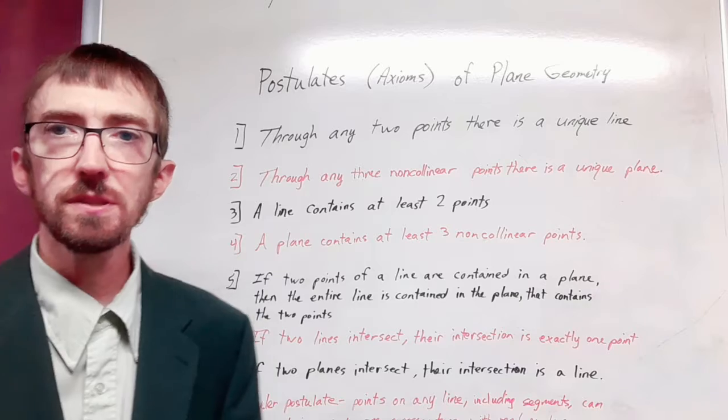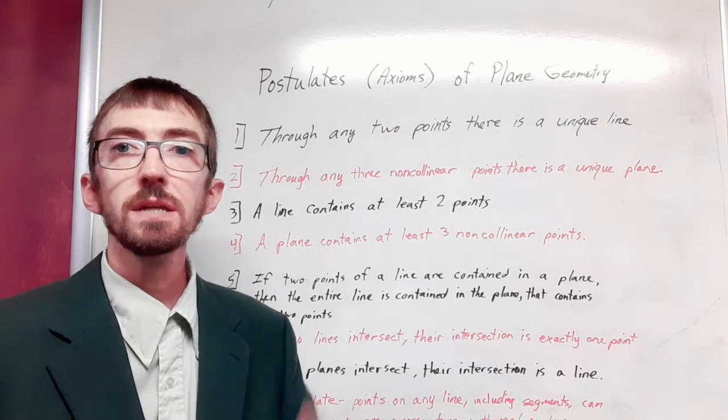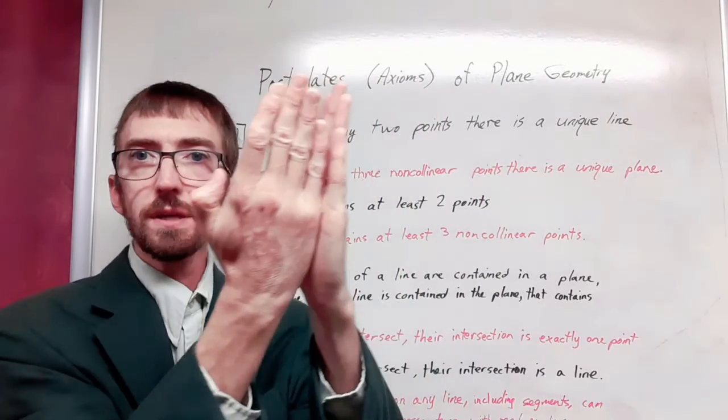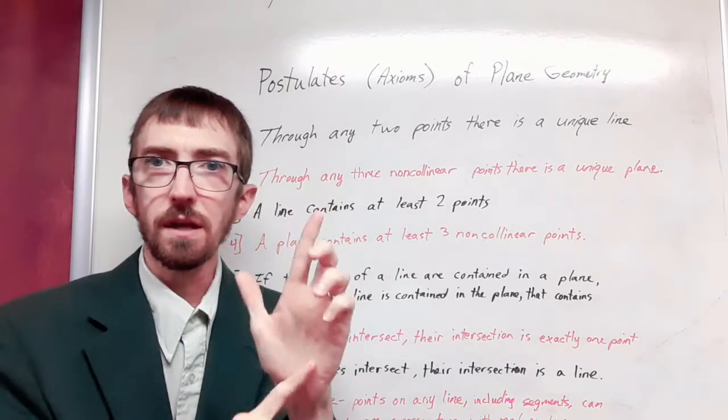The seventh postulate that we have here is that if 2 planes intersect, then their intersection is a line. So as 2 planes come together, the part where they both meet, that is a line.